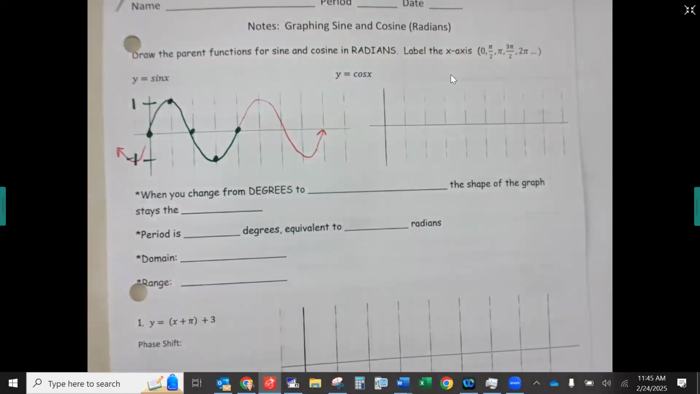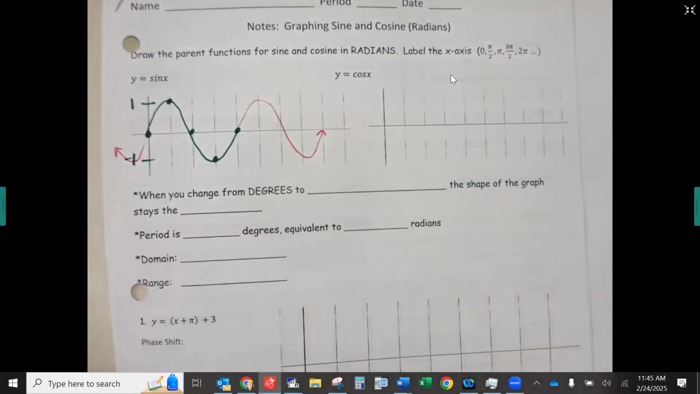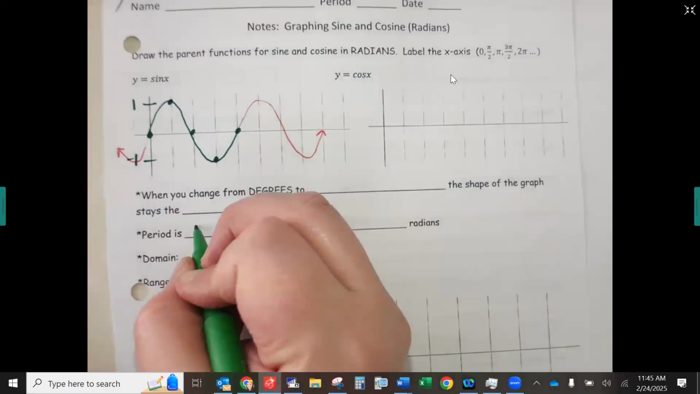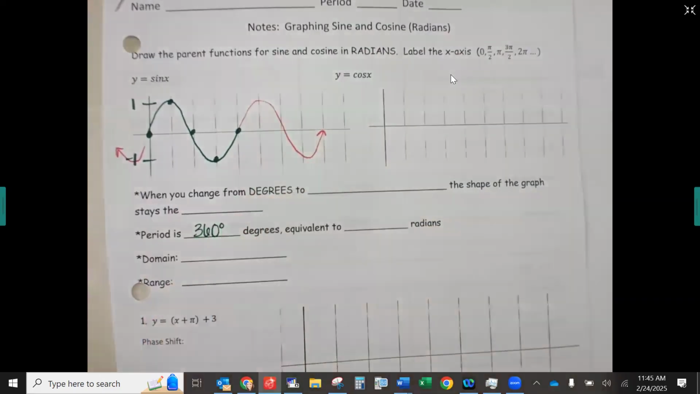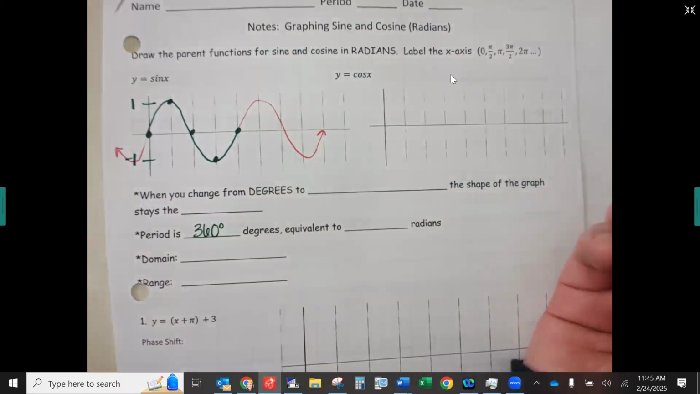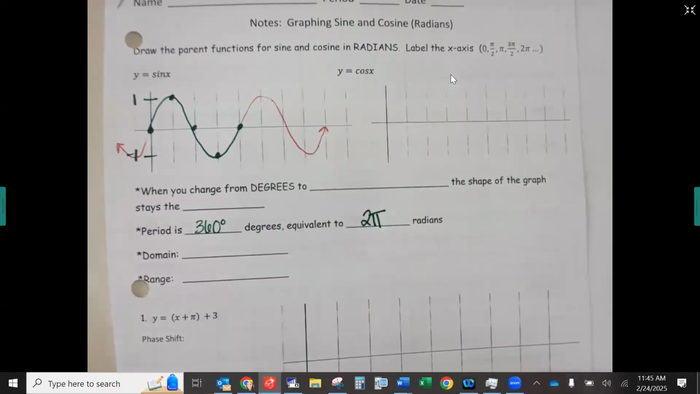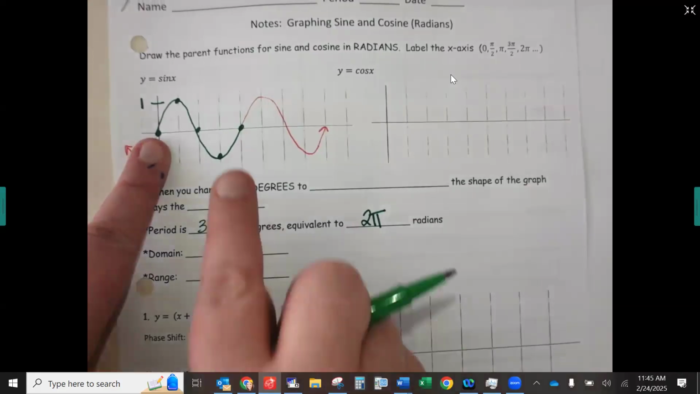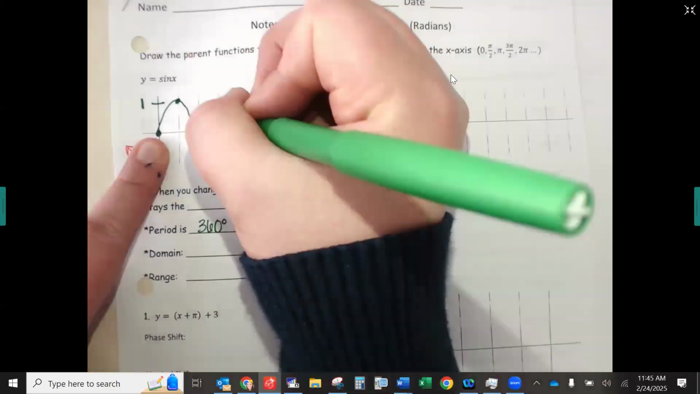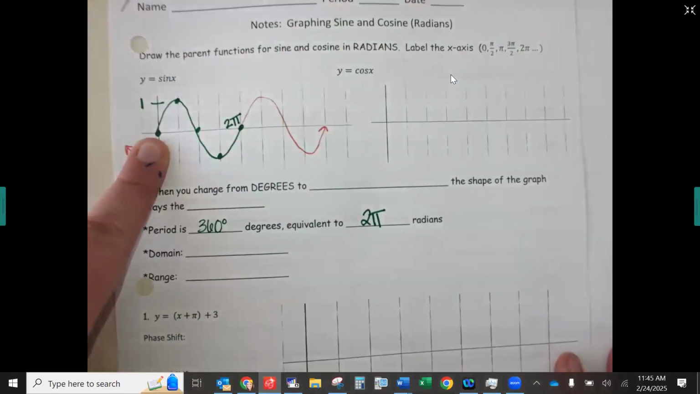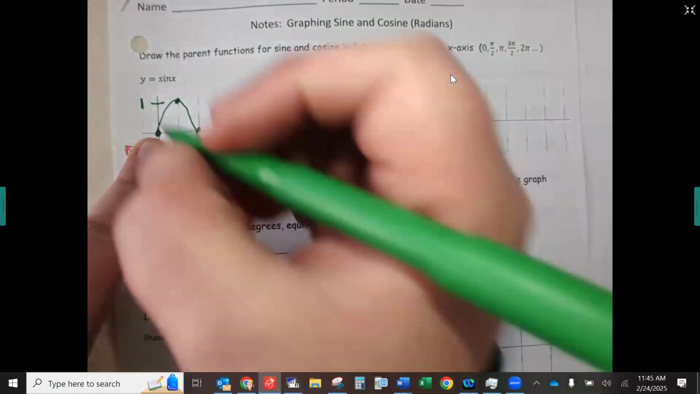How many degrees does it take to make it through one full period? You remember? It's all the way around the circle one time. 360. So it says the period is 360 degrees, which is the same as how many radians? 2 pi radians. So on your circle, instead of this being 0 to 360, this is going to be 0 to 2 pi. Which means that halfway through that, you would be at 1 pi.